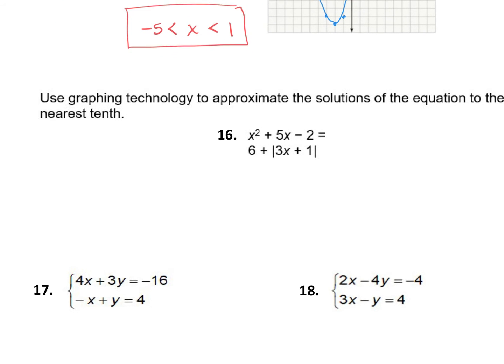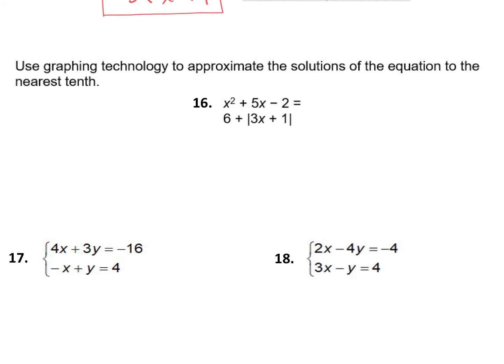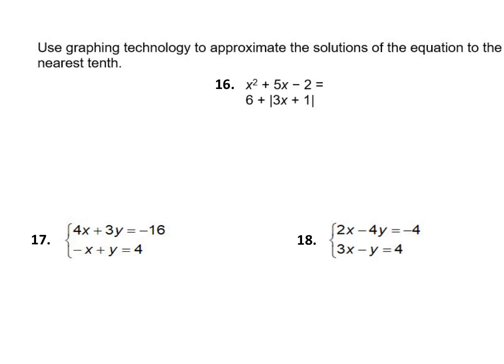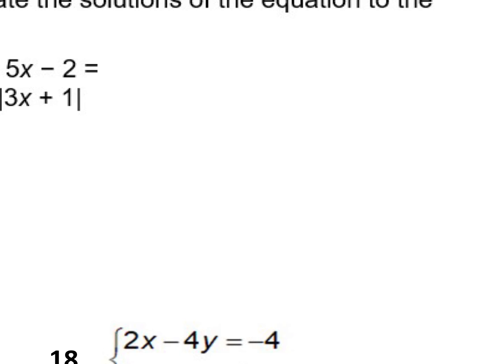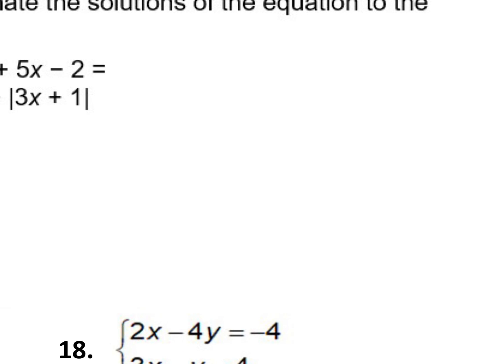Okay, so use graphing technology to approximate the solutions of the equation to the nearest tenth. I'm going to throw in a video here on the graphing technology so that you can see how that works. One thing I want to point out is, you notice we have x squared plus 5x minus 2 on one side of the equal sign, 6 plus 3x plus 1 on the other side of the equal sign. So that's going to be our two separate equations. We are going to say y equals the first side, y equals the second side, and then we'll see how to do this graphing.